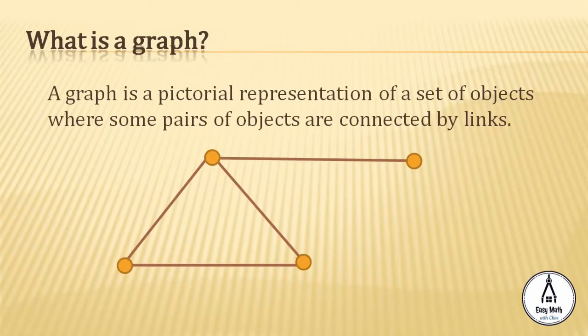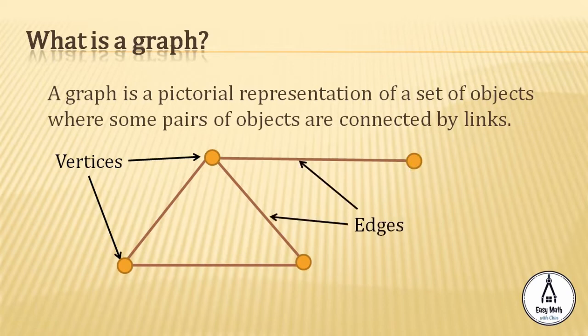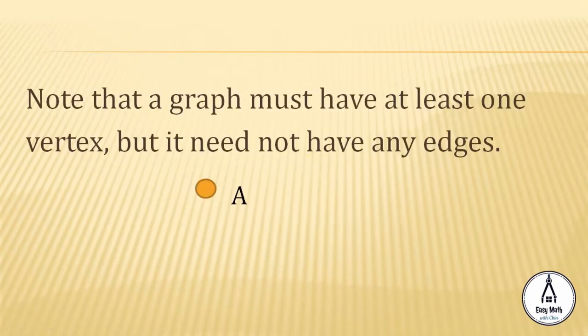A graph can be described as a pictorial representation of a set of objects, and those objects are connected by some links. Those interconnected objects are represented by points named vertices. So here there are 4 vertices. And the links that connect the vertices are called edges. So here there are 4 edges, right? To be a graph, it must have at least one vertex but no need to have any edges.